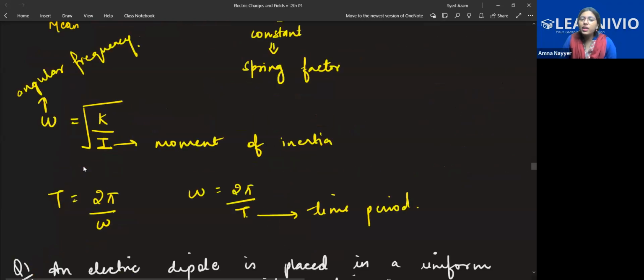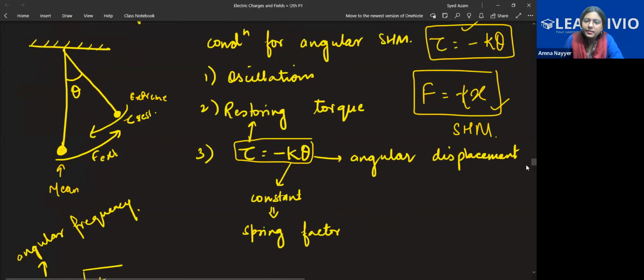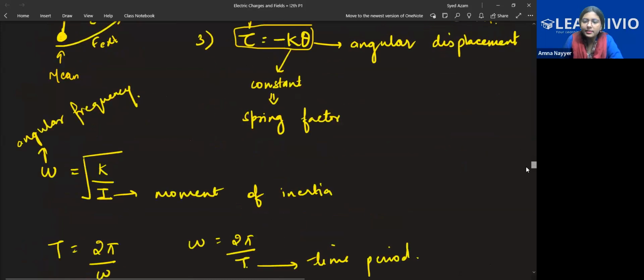The formula for angular frequency is omega equals under root K by I, where I is your moment of inertia. Whatever value of K you obtain from the above equation, put it here and you will get the angular frequency. Time period is T equals 2 pi by omega, so omega is 2 pi by T. This was just a recap from class 11th, but these things are important because they can be asked.